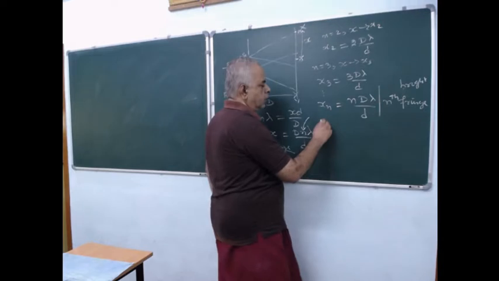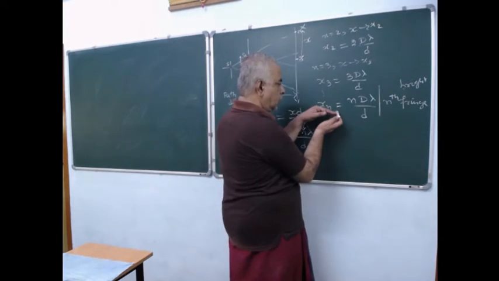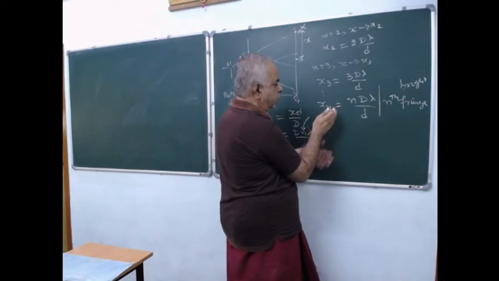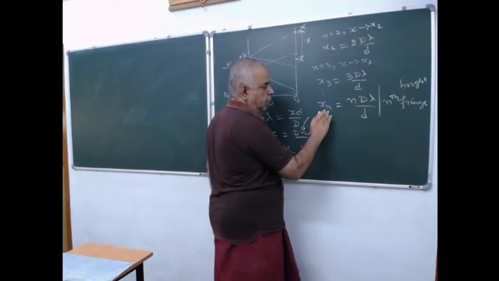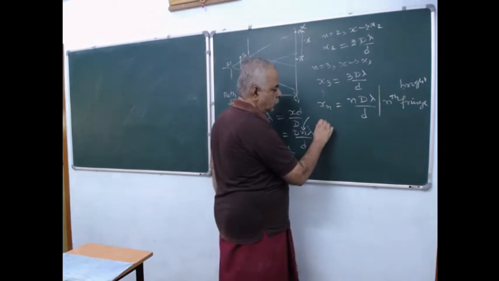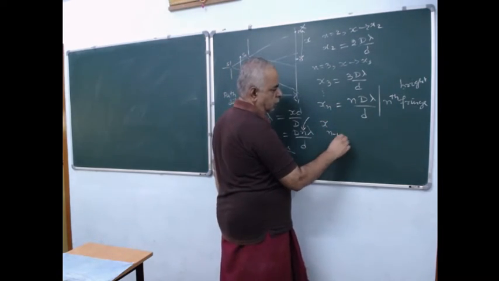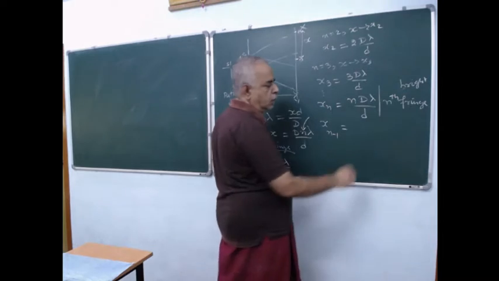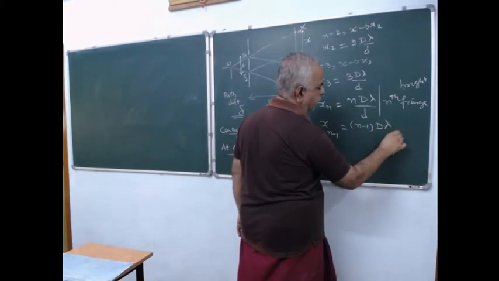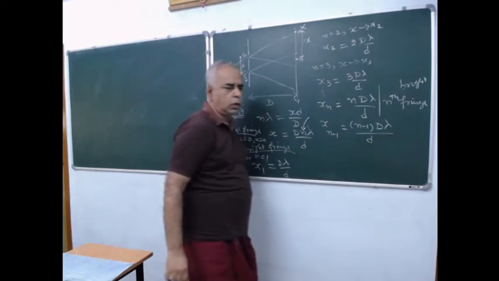Okay, right. Now the last but one before that, that is n minus 1, the penultimate. N is ultimate, penultimate means one before that. So x n minus 1 can be given as n minus 1 into capital D into lambda divided by small d. Are you able to follow? Take down.